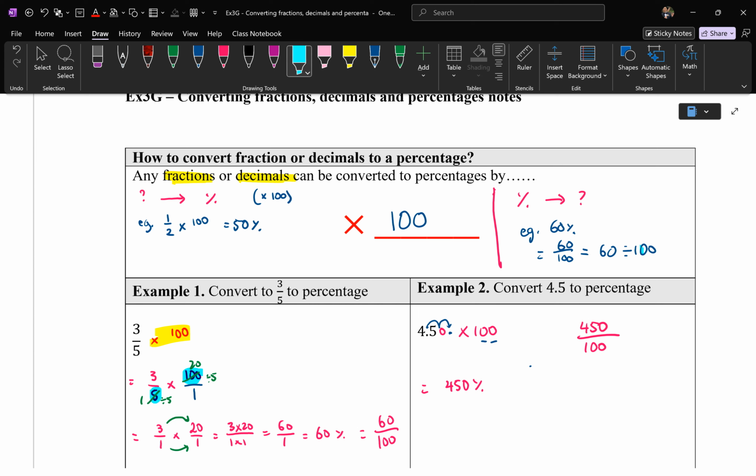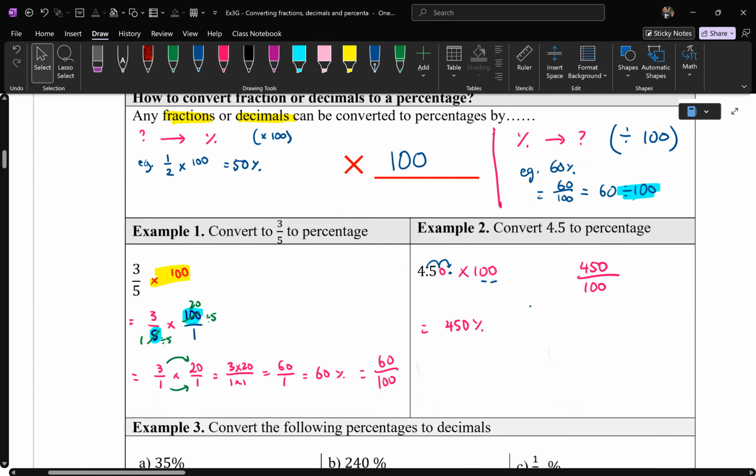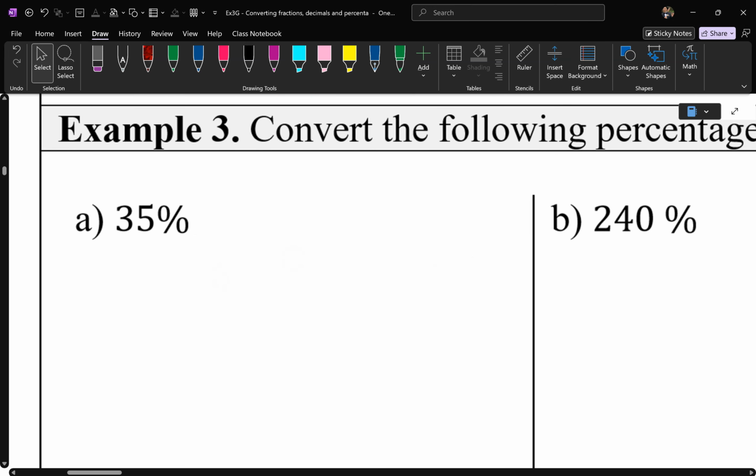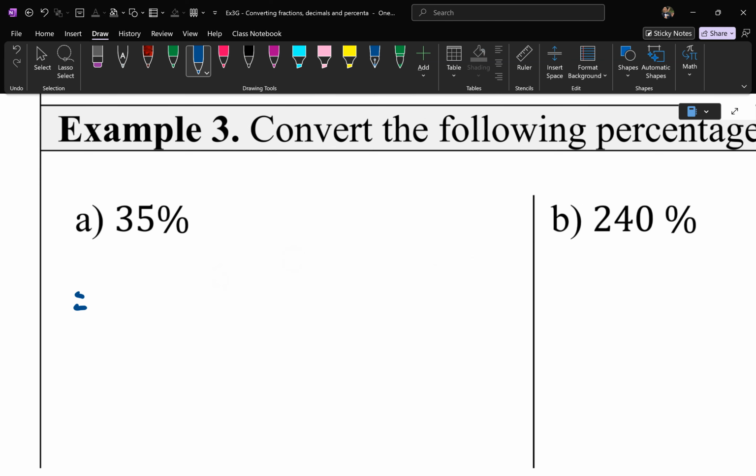So there's the other conversion. You will then divide by 100 if you want to convert a percentage to a fraction, or you want to convert a percentage to a decimal. Let's do an example. 35%. You want to convert it to a fraction? It's pretty easy. You just read it. Percent means out of 100. So you literally say, I've got 35 out of 100. That's my fraction.